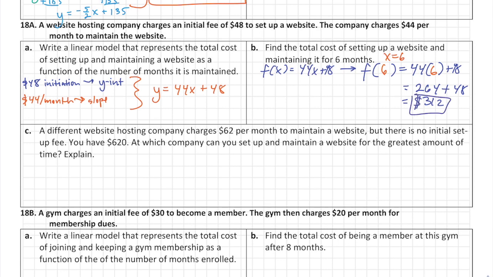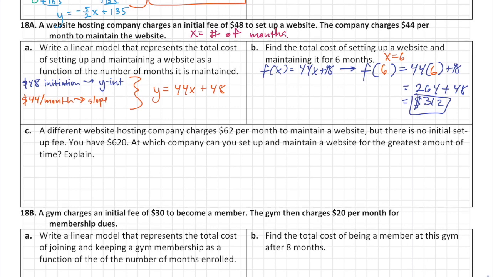Now, a different website hosting company charges $62 per month to maintain a website, but there's no initiation setup fee. You have $620. So continuing on, you have $620. At which company can you set up and maintain a website for the greatest amount of time? And explain. Now, what I want to do is compare, like if I had set both my equations equal to 620, which one would give me a higher x value, because that would correspond to the number of months. Remember, x would be the number of months.